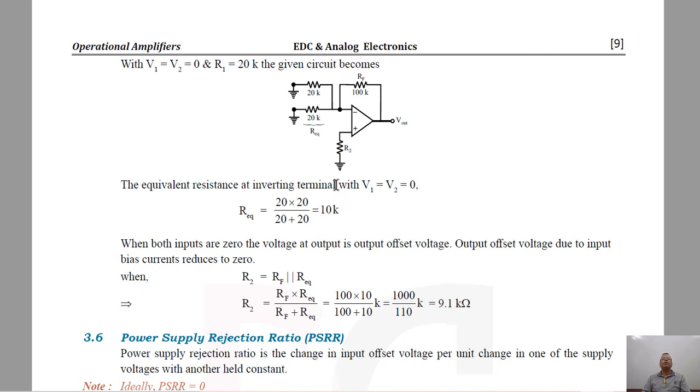So this is all about the numericals based on the output offset voltage. This topic is important from the numerical point of view. There can be numericals based on this particular concept. So this is all about examples based on output offset voltage.